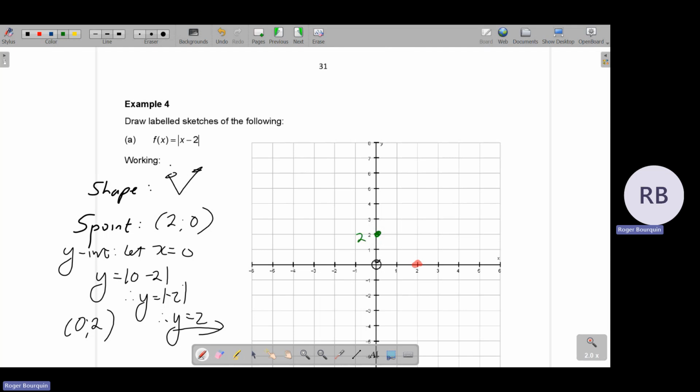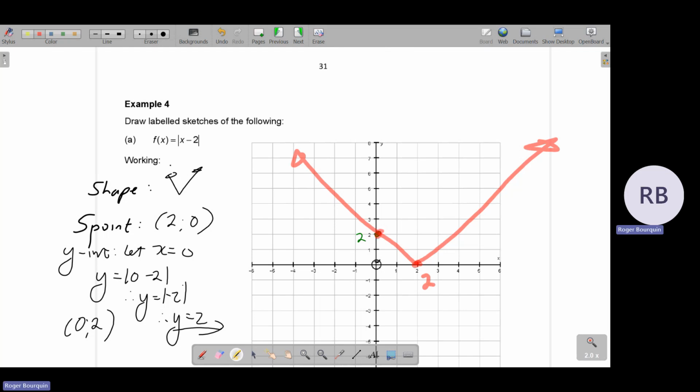So label that. Now, what's going to be the point symmetrical to it? Where's the axis of symmetry going to be here? Let's just draw it for now. That's going to be the basic shape. I'll give you full marks for that, quite honestly.